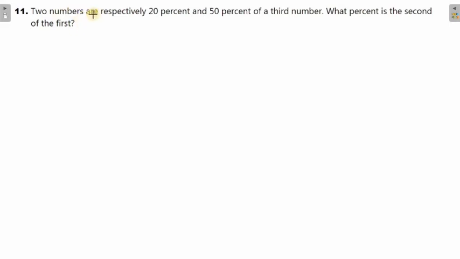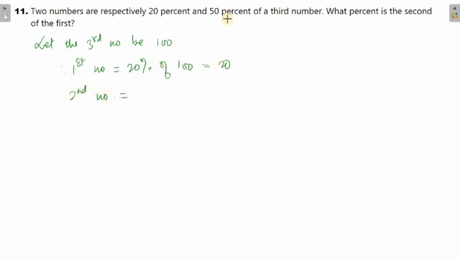The next question is also similar, as I told you in the beginning, but this time the question says two numbers are respectively 20% and 50% of a third number. So this time there is no more or less written here. Again, as earlier, let the third number be 100 as usual. The first number is 20% of the third number. What is 20% of 100? It is just 20. Now the question is saying the second number is 50% of the third number, that is 50% of 100. So it is exactly 50.